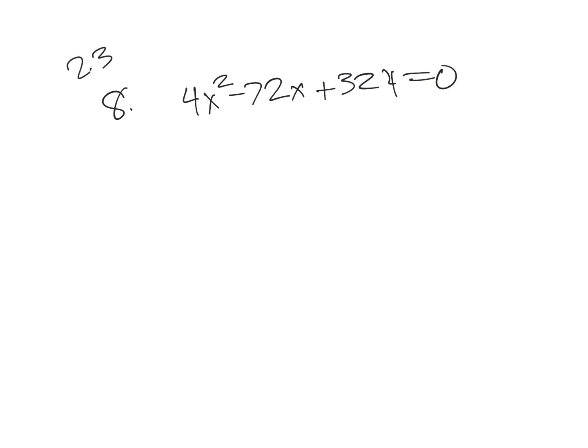All right, so let's do, we did that one. How about we do this one, number 8. Is this 2.3 or 2.2? This is a 2.3 here. 4x squared minus 72x plus 324 equals 0. No, we did that one in this class too. Go ahead and try to solve this one.